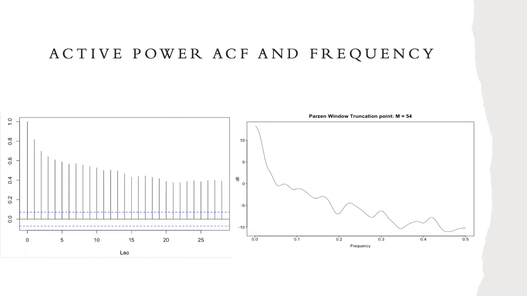Here we're looking at the active power ACF and frequency charts. On the left, in the ACF chart, you can see the lines slowly dampening down. That tells me there may be some seasonality in here. And in the frequency chart, there's a peak at 0, which would indicate there's wandering behavior in the time series data.